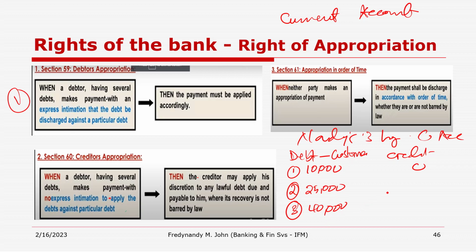Okay. Now the customer pays in 7,000. 7,000 is not enough to pay any of the debts here. In this instance, if the customer has just filled the deposit slip and instructs that the 7,000 be used to adjust the first debt or the second debt or the third debt, then the banker has to comply. The banker must comply.